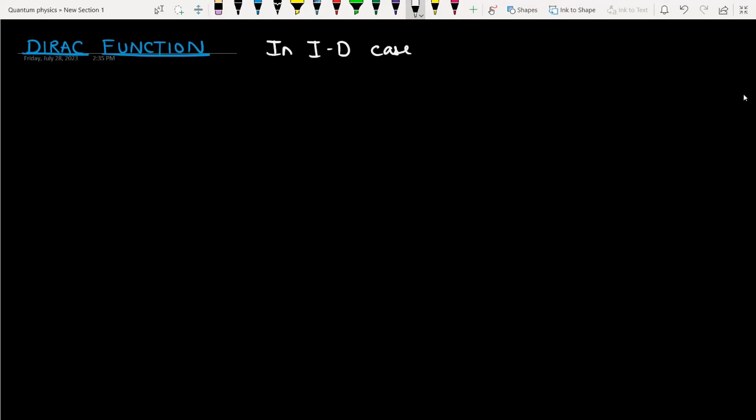Basically, Dirac function is a function of x. Of course, if we define the function in one dimension, it only has one coordinate. You can either use x, y or z. So Dirac function is defined as del of x minus x naught. This is how the Dirac function is represented. It is represented by a simple del of x minus x naught. So basically it's a function of x, and it is defined by the following 3 points.